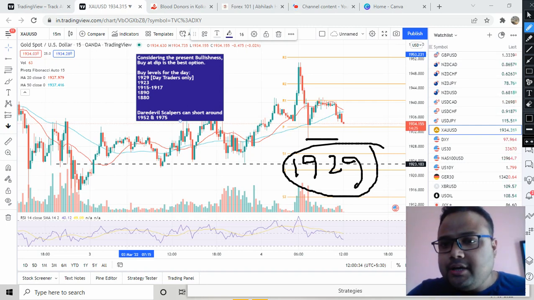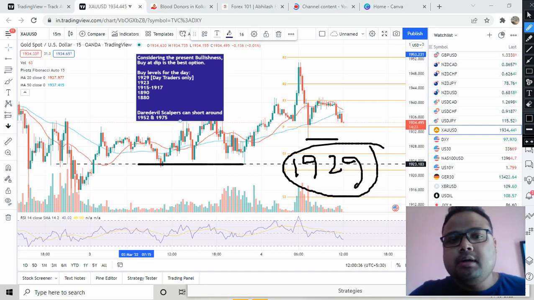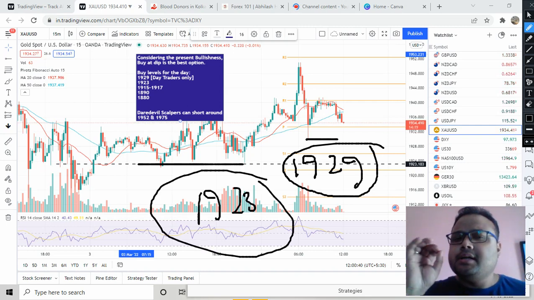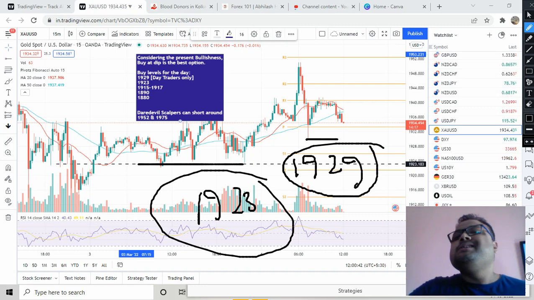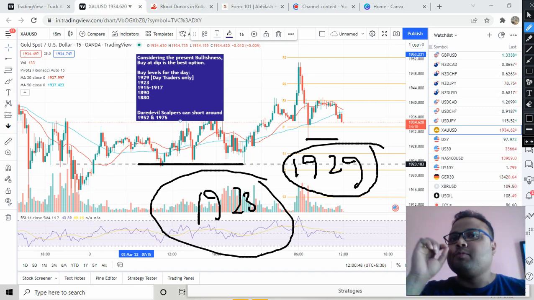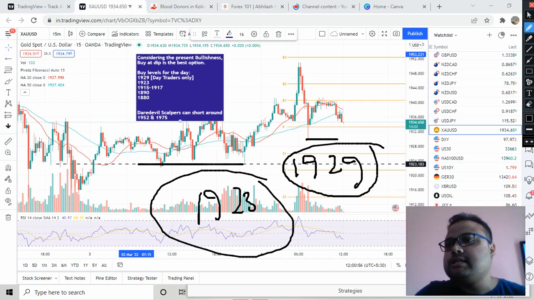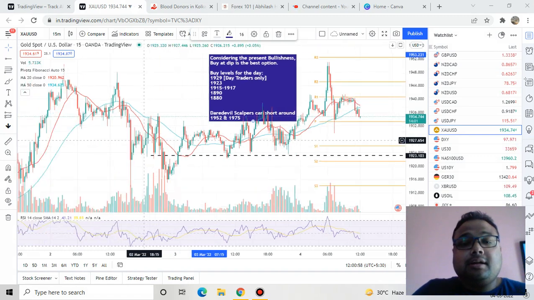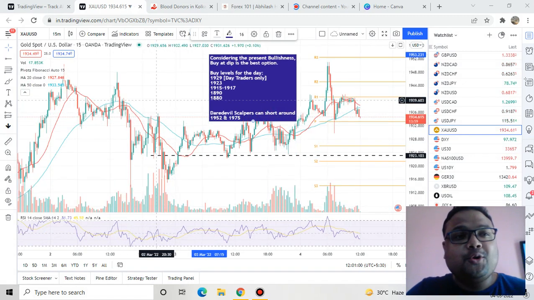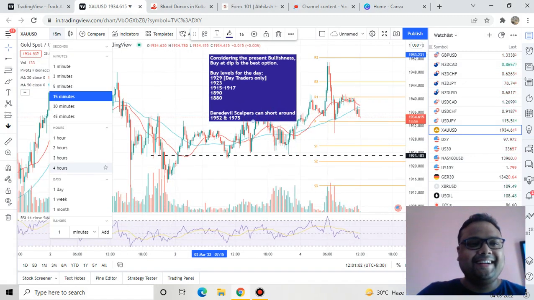Second level is 1923, this support. 1923 is another support for day traders. There's a good chance that if price comes down here, we can see a good bounce. If price tests and bounces, go for a buy. So these two are important levels for the day traders. Then we have 1915 to 1917. To understand the level of 1915 to 1917, we need to go to the higher time frame.